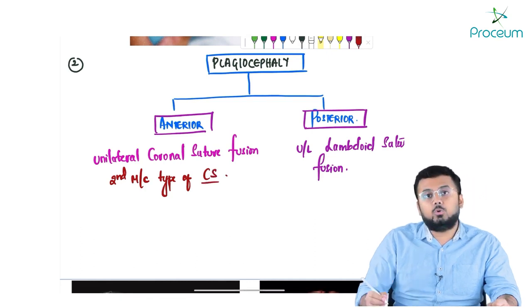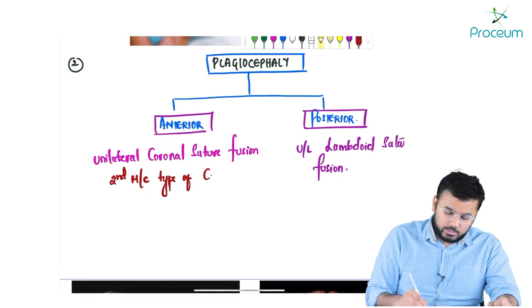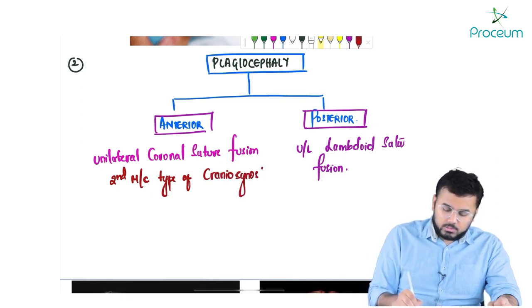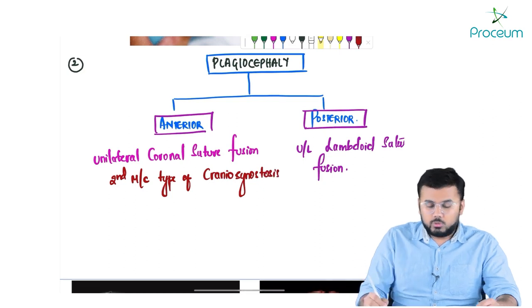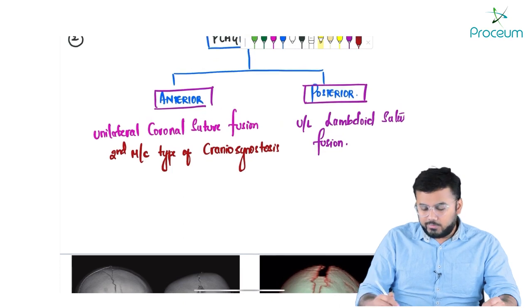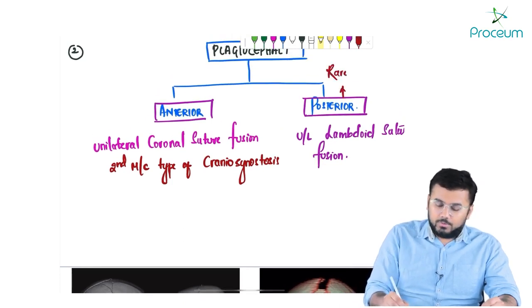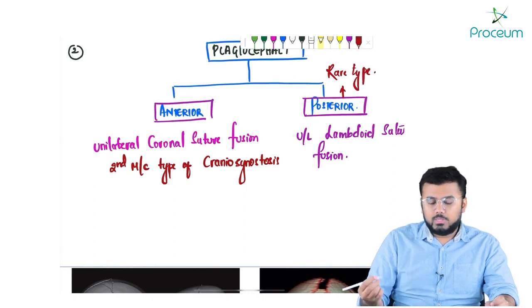Let me write it down. Craniosynostosis. This is the second most common type of craniosynostosis. And if I ask what is the rarest type of craniosynostosis, that is posterior. So this is the rare type. Okay, so this would be the rare type.